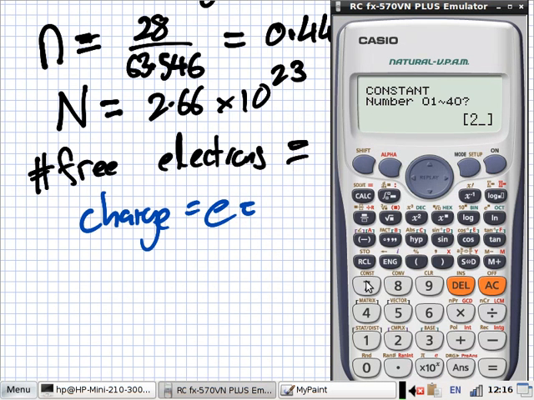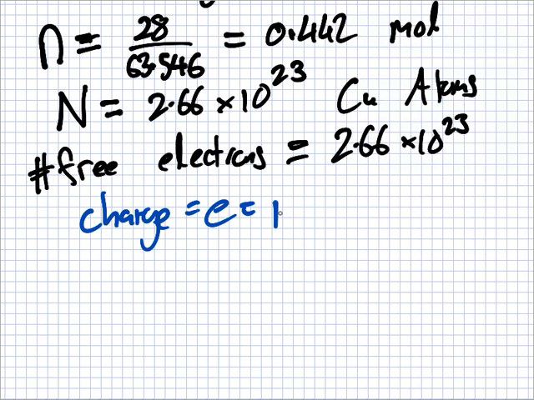I think it's 27, isn't it? No, it's not. What constant number is E? 23. 1.602 times 10 to the minus 19.